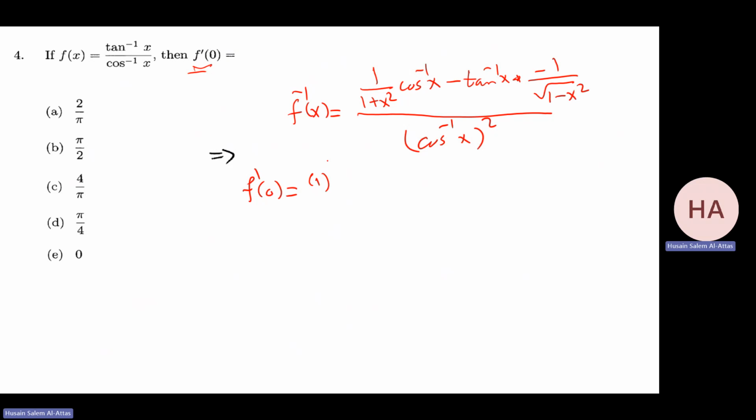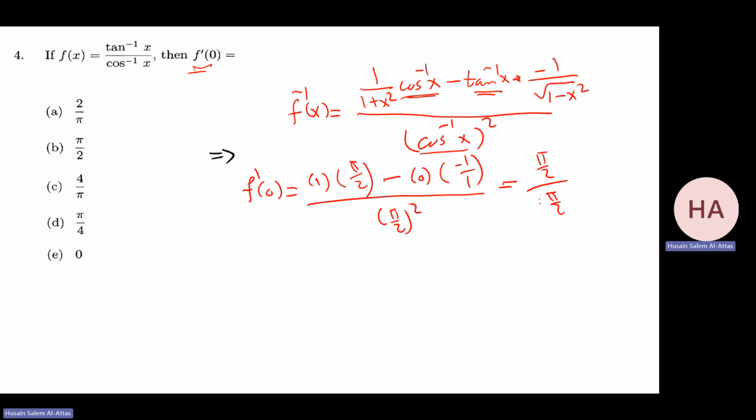So f prime at 0 will be what? 1. What is cosine inverse of 0? Cosine inverse of 0, this is pi over 2. Okay. Minus tan inverse of 0, this is 0, times minus 1 over, cosine inverse of 0 squared, which is pi over 2 squared. So that will give me pi over 2 over pi over 2 squared. That will give me 1 over pi over 2, which is 2 over pi, which is this.